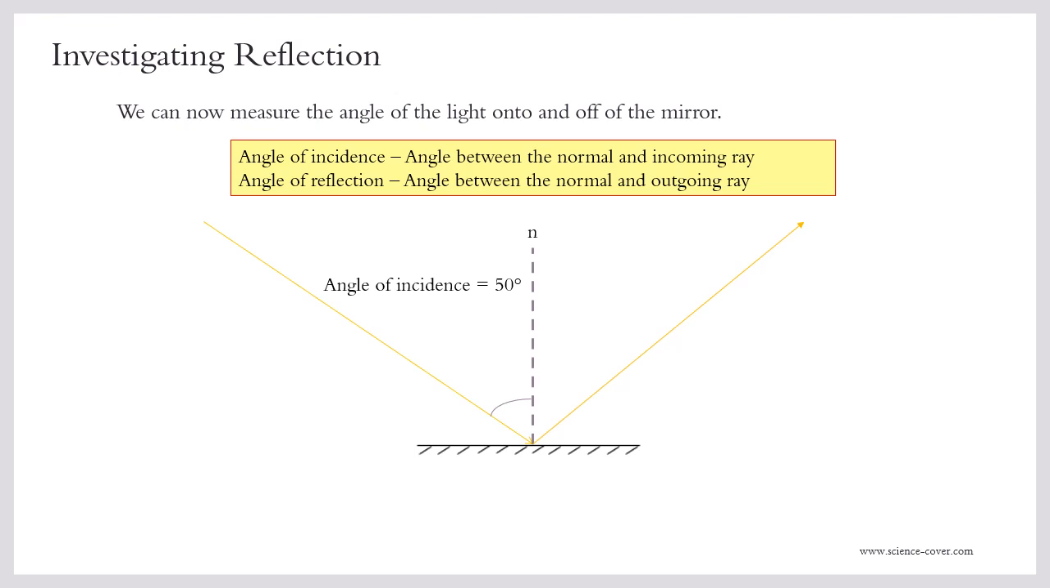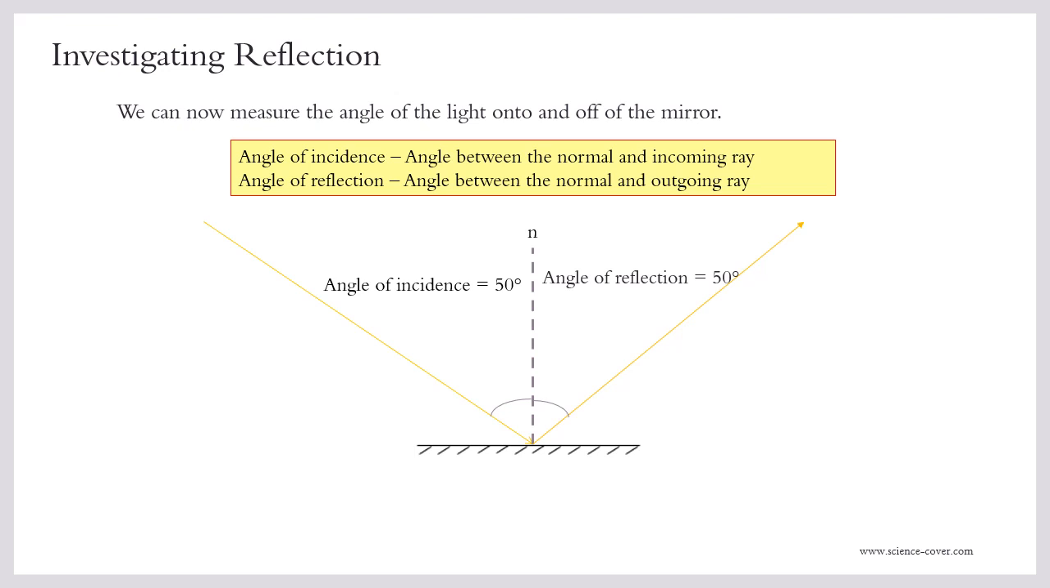We can now measure the angle of reflection. This is the angle between the normal and the outgoing ray. And this angle is also 50 degrees. So the angle of incidence is equal to the angle of reflection.